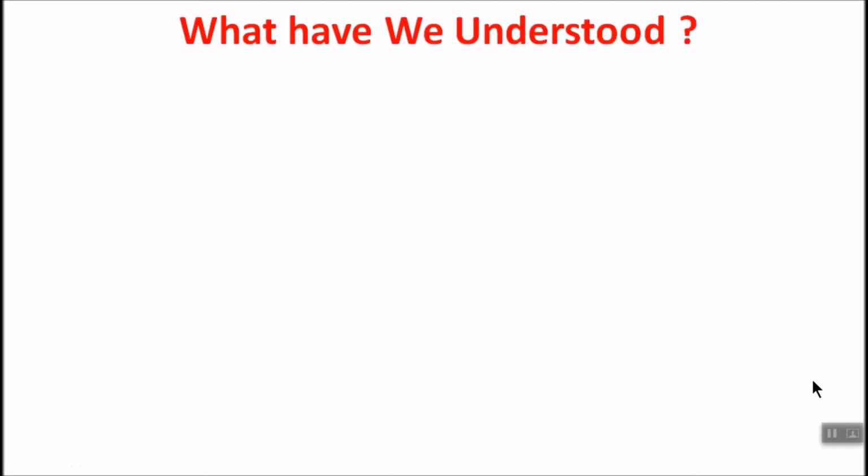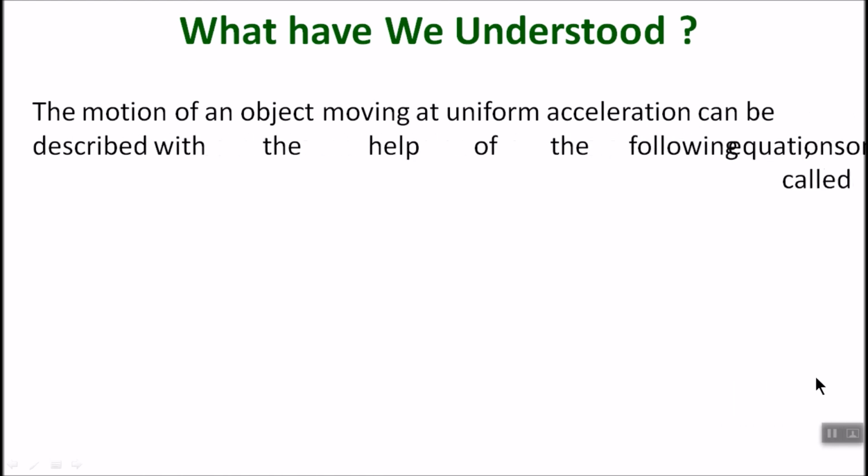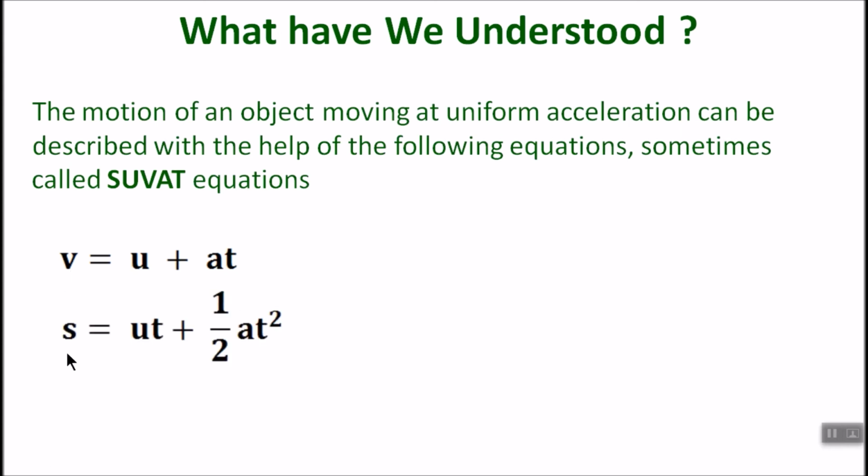And finally, in this lecture, we have seen how to describe the motion of an object using algebraic equations, and these equations are sometimes called SUVAT equations. The first equation is V is equal to U plus AT. The second equation is S is equal to UT plus half AT squared. S, U, V, A, T are the five variables in these equations, and since there are two equations, we have to know at least three of the parameters to define any motion.